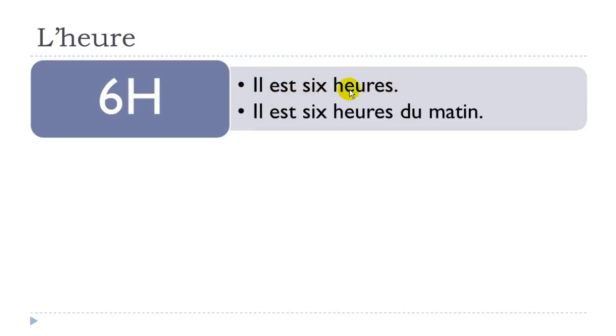All right, so heure, you write it like that. Remember, H is not pronounced, okay? So it goes like heure. Il est 6 heures. If you want to be more precise, you can use this morning word, okay? So it would be like in the morning. Il est 6 heures du matin. Okay, so in that case, you just want to insist on the fact that it's not in the afternoon, but it's in the morning. Il est 6 heures du matin.